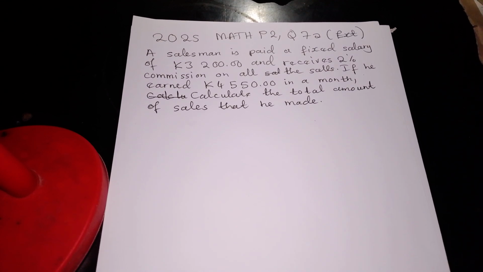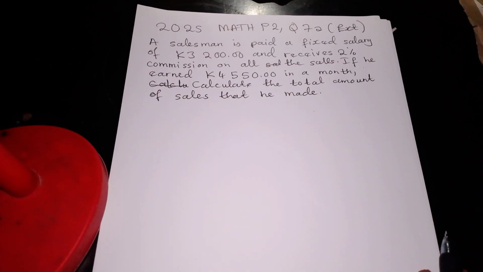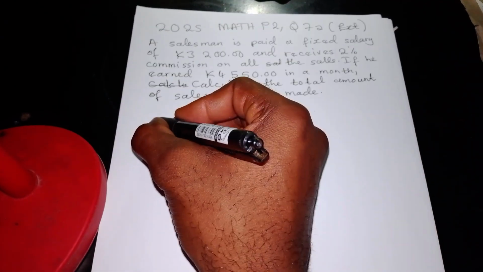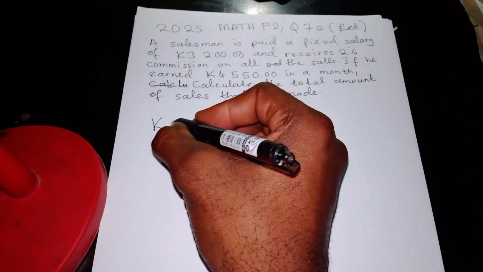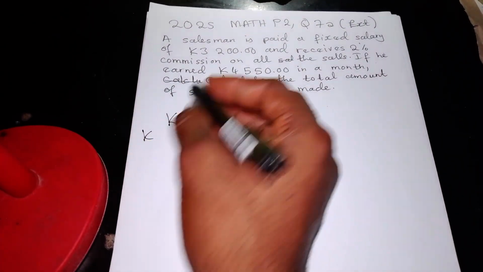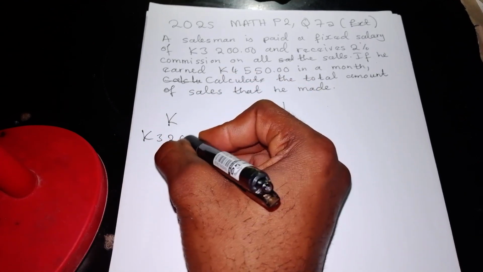So this question was a bit tricky, but I'll try to use two different methods. Hopefully at least one of these methods will make it easier for you to understand. So the first method requires you to use basics, or maybe the formula, if I may call it that. So we have this sales lady who is paid a fixed salary of 3,200.